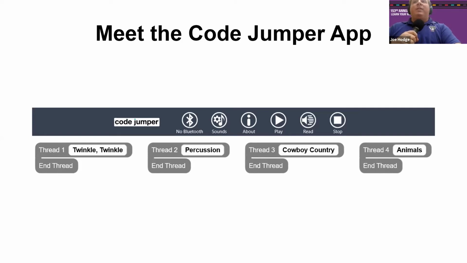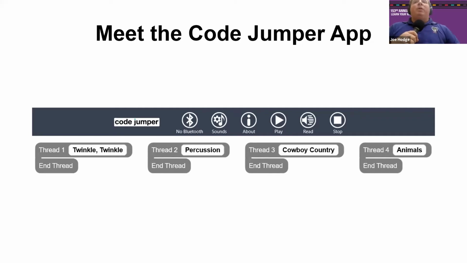And to get to these with a screen reader, you could use the tab button, for example, to go across the top here. There's a lowercase I for about, and then there's a right arrow for playing the program. And then there's a megaphone for reading the code aloud, and then a square to stop the program.